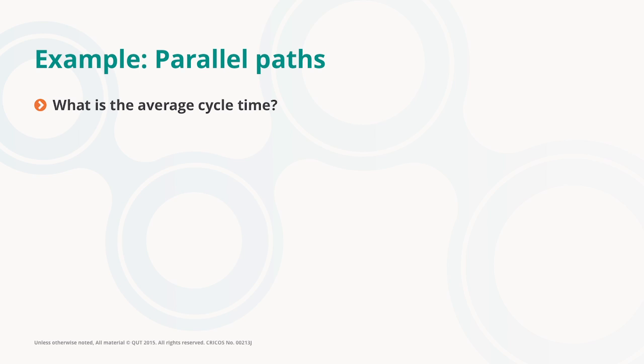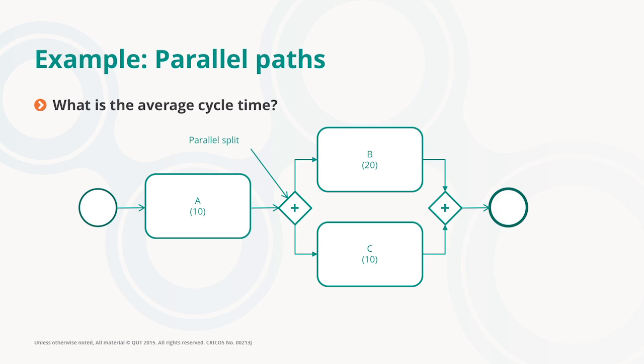Consider now the case where we have paths that are parallel. We again have activity A taking 10 minutes, but then there are two activities, B and C, which can be executed concurrently. For calculating the average cycle time, we have to wait for the slowest unit to complete. This means we can only complete the process when the slower unit of activities B and C has completed. Therefore, we have to consider the maximum time from B and C, and here in this case, this is 20 minutes. That means altogether the average cycle time is 30 minutes.